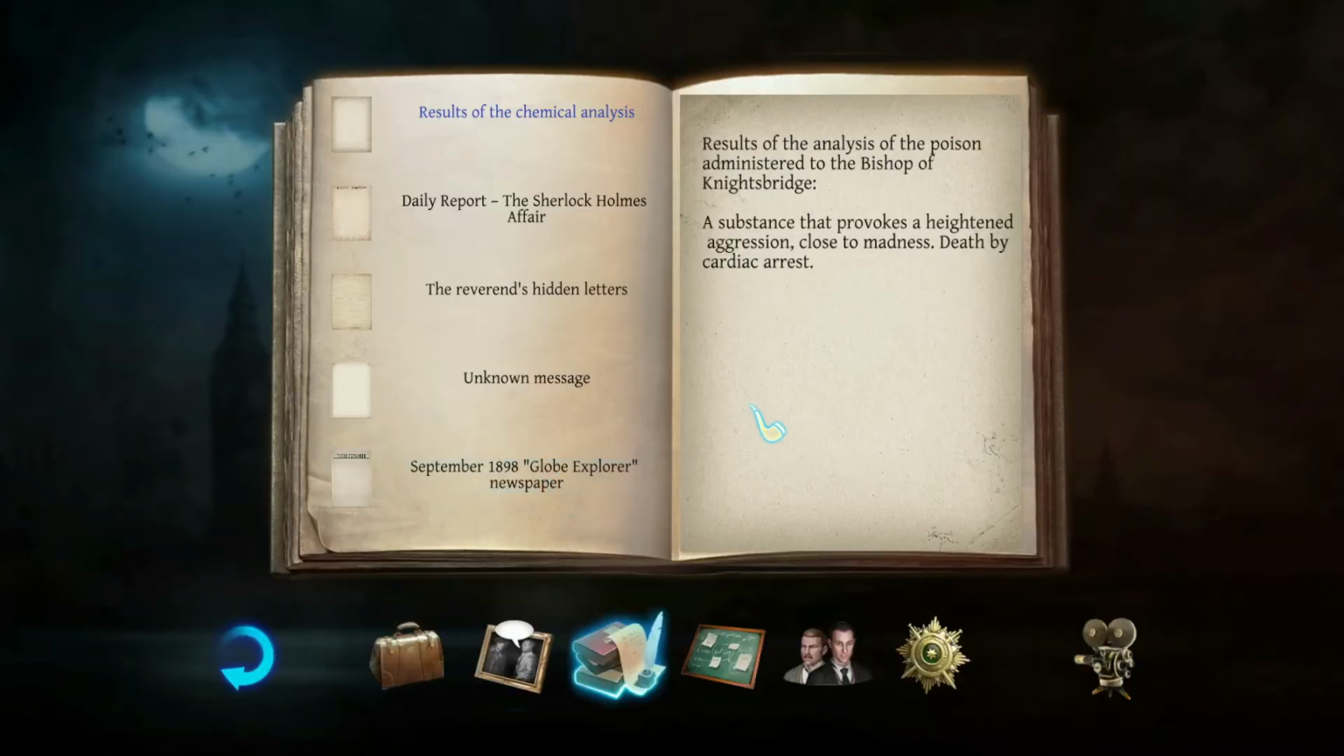Very virulent. Results of the analysis of the poison administered to the Bishop of Knightsbridge. A substance that provokes heightened aggression close to madness, death by cardiac arrest. Okay. Okay.